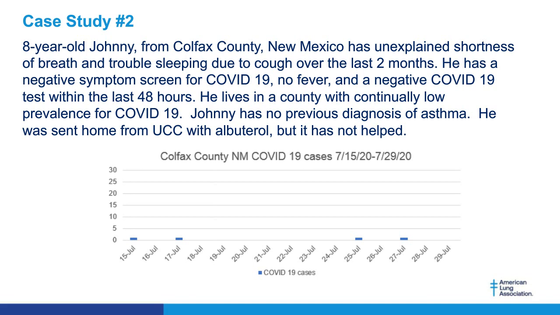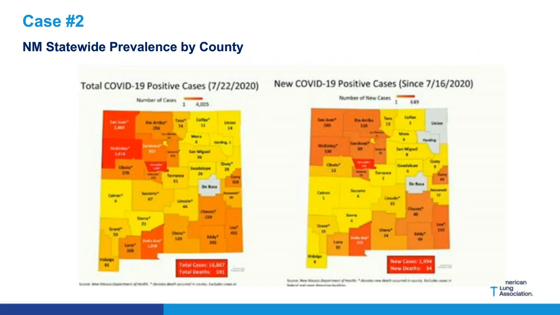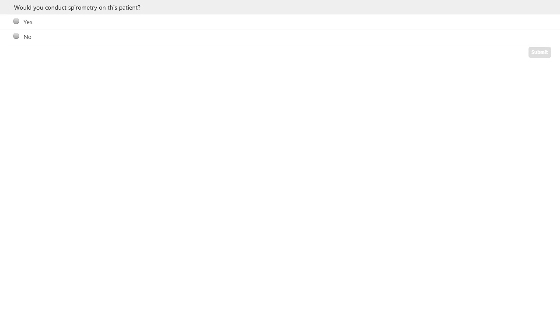He was sent home from the ICU with albuterol, but it has not helped. And at the bottom of the screen, you'll see the recent prevalence rates in Colfax County, New Mexico, related to COVID-19. If you look at this picture, if you go from the left across the screen, moving right 4 counties, and then down 1, you'll see Colfax County in bright yellow. So asking participants, would you conduct spirometry on this patient? Yes or no? And let's take a look at the results. 100% said yes. Ed, would you like to comment?